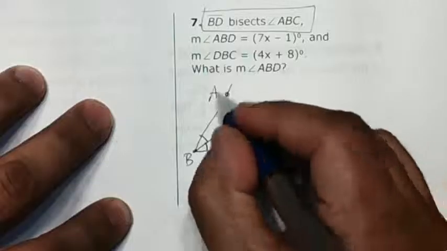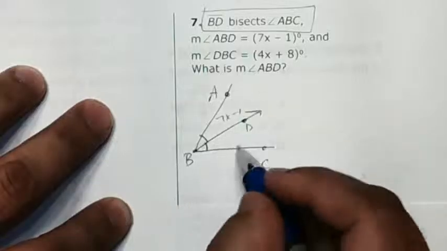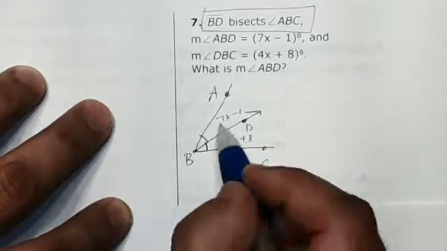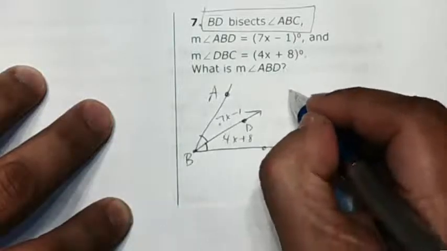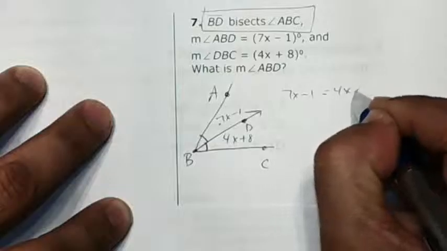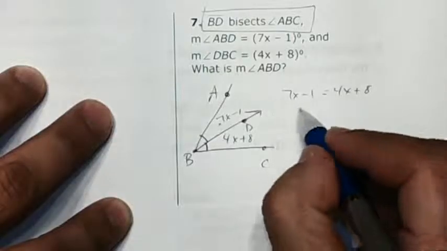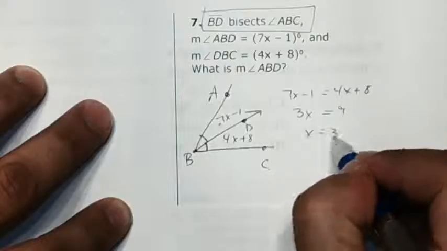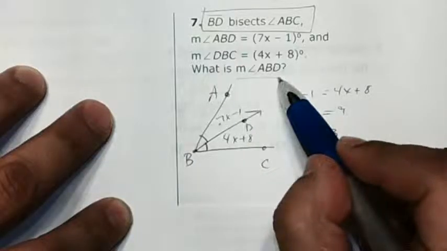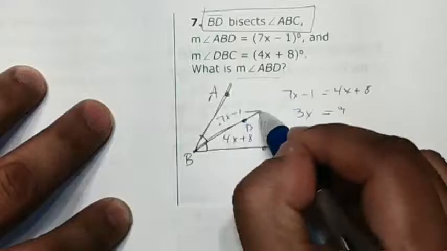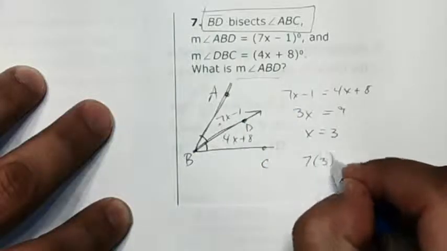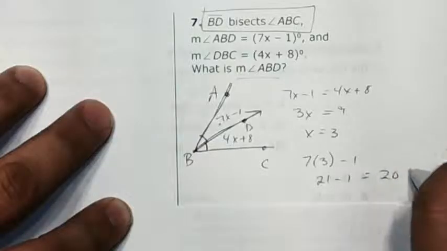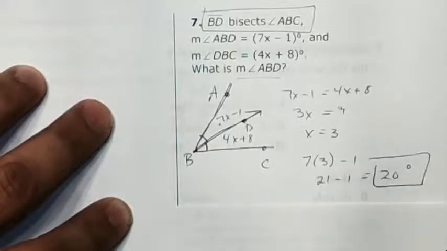So if ABD is 7x minus 1, and DBC is 4x plus 8, I know these 2 are equal to each other. So I would write 7x minus 1 is equal to 4x plus 8. Solving this, I get 3x is equal to 9, which means x is equal to 3. But it's asking us for the angle, so we have to substitute for ABD. That means 7 times 3 minus 1, which is 21 minus 1, and that ends up being 20 degrees.